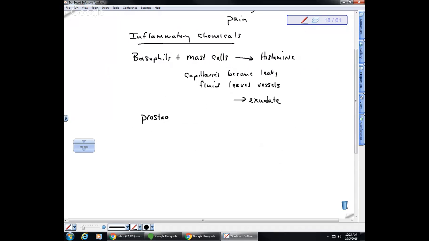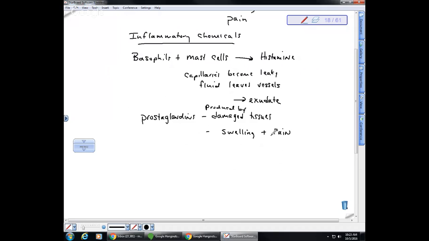So we also have prostaglandins. And these are produced by damaged tissues. And these cause more swelling, and they also cause pain.